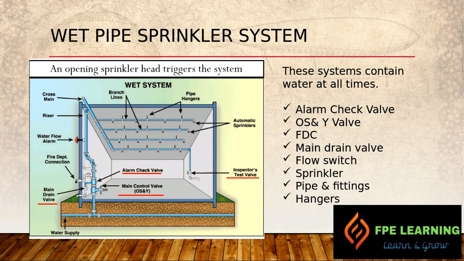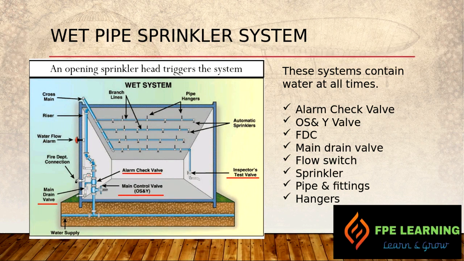So here we have a wet pipe sprinkler system general layout, right? General diagram. A wet pipe system normally consists of an alarm check valve, OS&Y valve, fire department connection, main drain valve, flow switch, sprinklers, pipe hangers, and fittings. Right? So normally, this is our city water supply point.